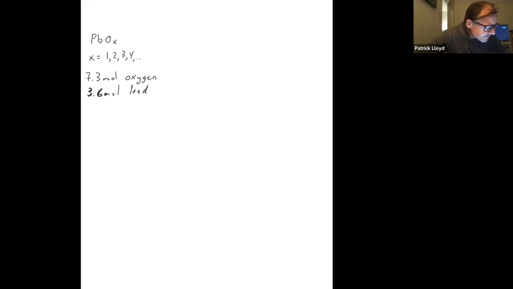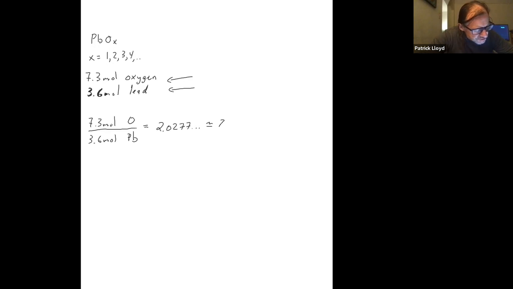So here's what I would recommend doing. Really what we're doing is we're just trying to find the ratio. See how that's a 7.3 and that's a 3.6. Just take the 7.3 moles of oxygen and divide that by this. So take the larger one and divide it by the smaller one, 3.6 moles of lead. And if you do that calculation, I'll do it on my calculator, but I already know what it is. You get 2.0277 repeating decimal, okay? That is pretty close to 2.